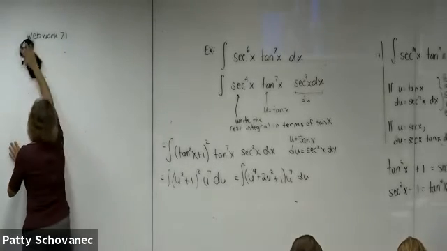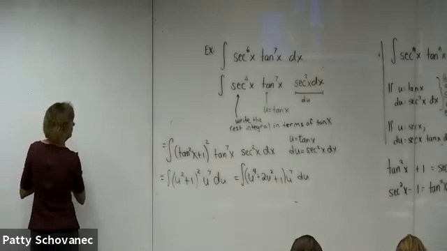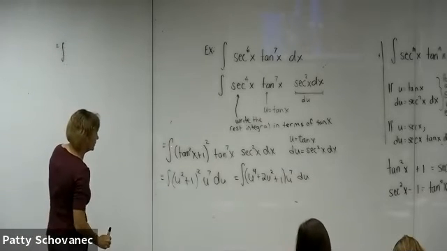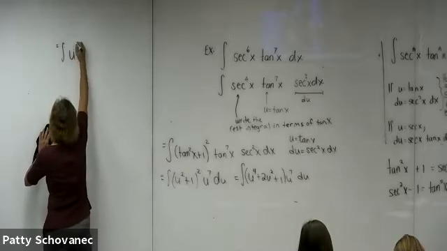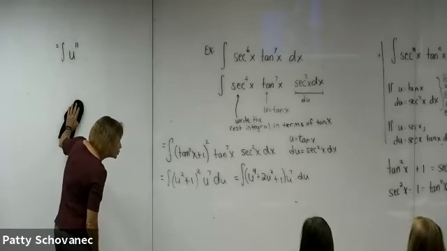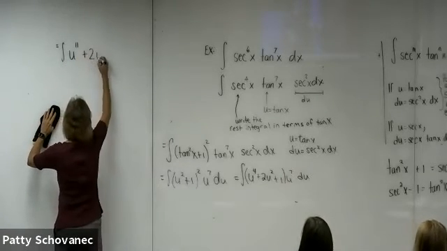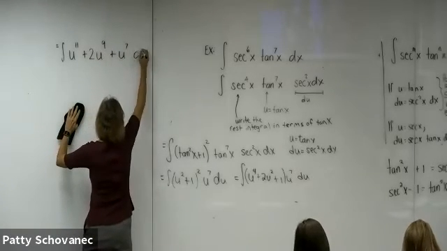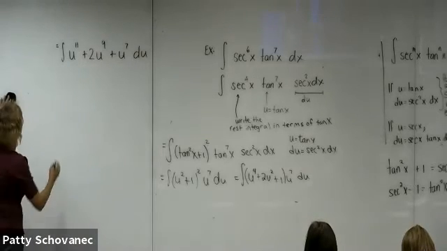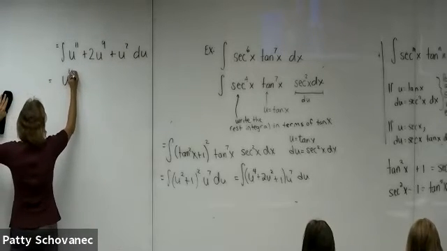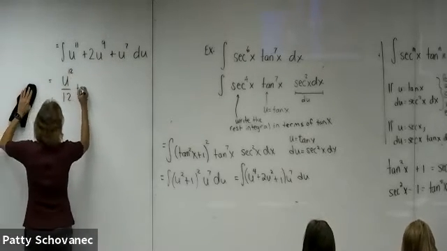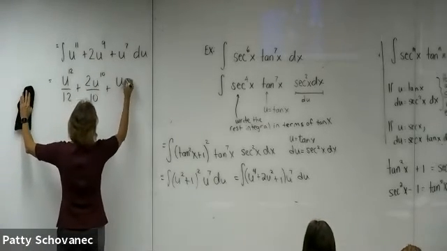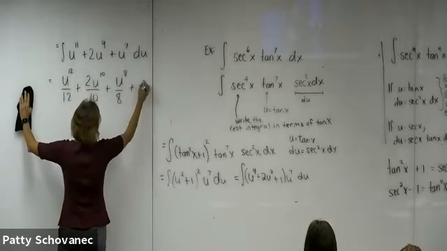Once we multiply by u to the 7th, we can integrate term by term. I have to add exponents there. So I'm going to integrate u to the 11th plus 2u to the 9th plus u to the 7th. We end up with u to the 12 over 12 plus 2u to the 10 over 10 plus u to the 8 over 8 plus c.